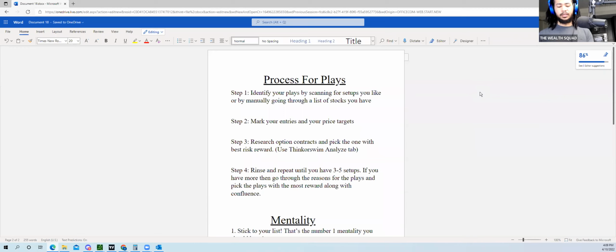For the simple fact of step four, rinse and repeat until you have 3 to 5 setups. If you have more than 3 to 5, then you need to go through the reasons for the plays and pick the plays with the most reward along with confluence. So what do I mean by that? One, if it hits your price targets, what will you gain? What percentage return? Is it 30%, 40%, 100%, 200%?